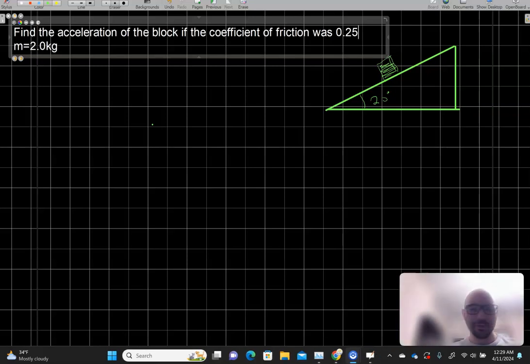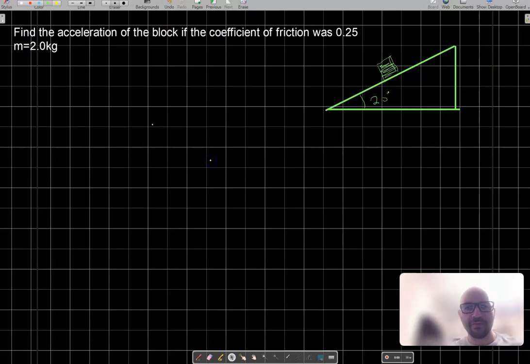Hello class, so in this problem here we're calculating the acceleration of the block if the coefficient of friction was 0.25 and the mass is 2.0 kilograms. So the first thing we want to do here is draw the forces that are acting on this box. So we have the normal force, which is always 90 degrees, or perpendicular, to the surface.